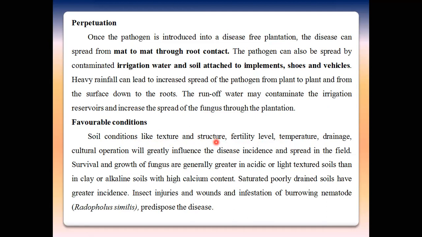Then this disease is also initiated when the rhizomes or stem portion are infested by insects. Means insects injure and form wounds on the growing stem and root portion, or increase the population of nematodes, that is Radopholus similis. These nematodes also associate with the Fusarium, so finally they increase the Panama wilt.